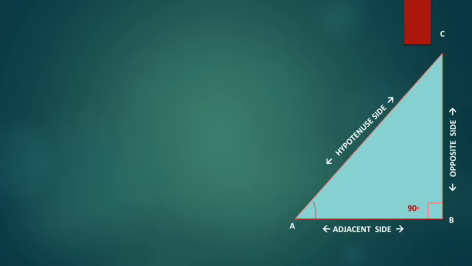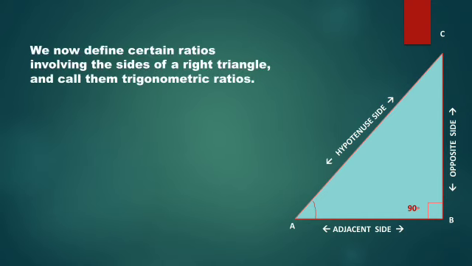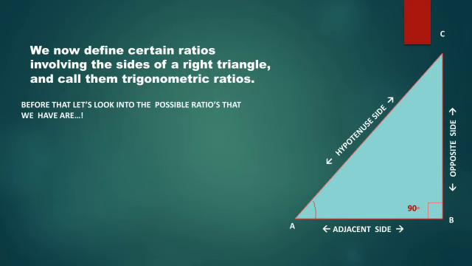So now let us continue with the previously explained triangle ABC, which is a right triangle, and the angle 90 degrees is the right angle here. Now we define certain ratios involving the sides of the right triangle using angle A. We call them trigonometric ratios. Before going to that, let us see what possible ratios are available using this right triangle.